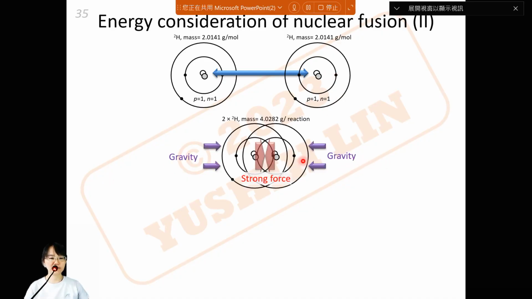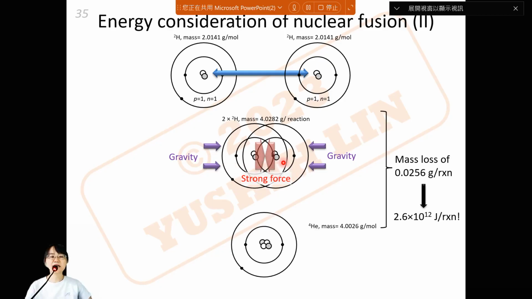Imagine there is gravity pushing these two atoms together. And when these two atoms are pushed close enough to each other, then the third fundamental force will kick in. That is the strong force. So recall, what is the strong force from last time? It is the force that sticks the protons together. Ultimately, these two atoms can fuse to form one new atom if there is a loss of mass.